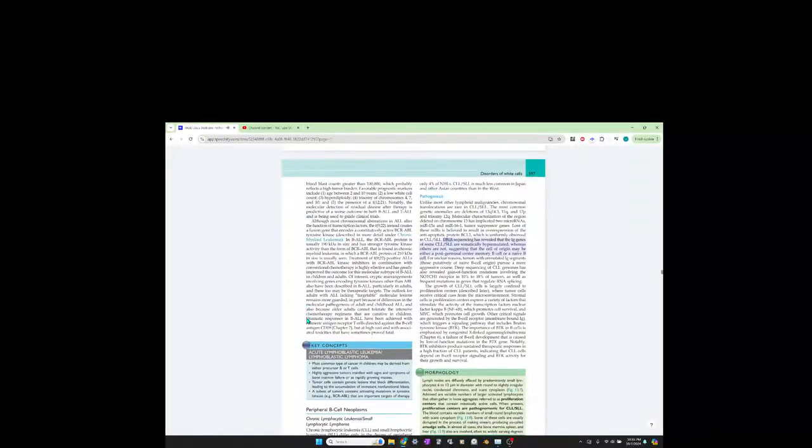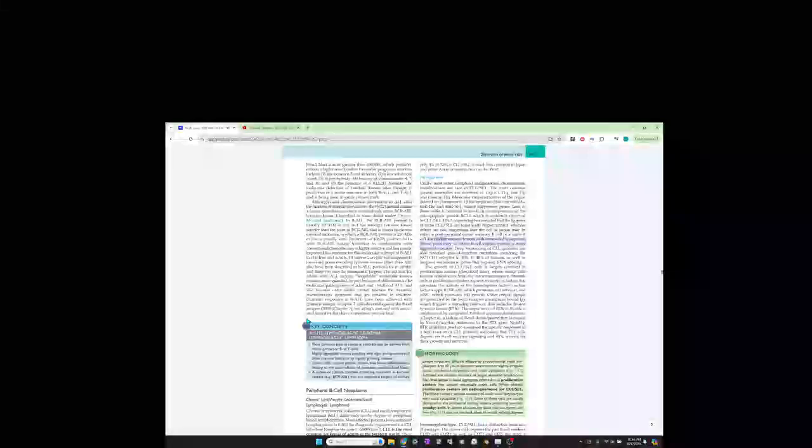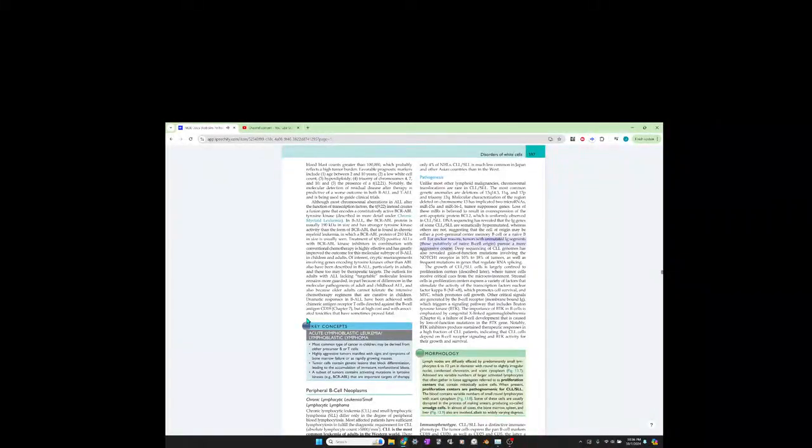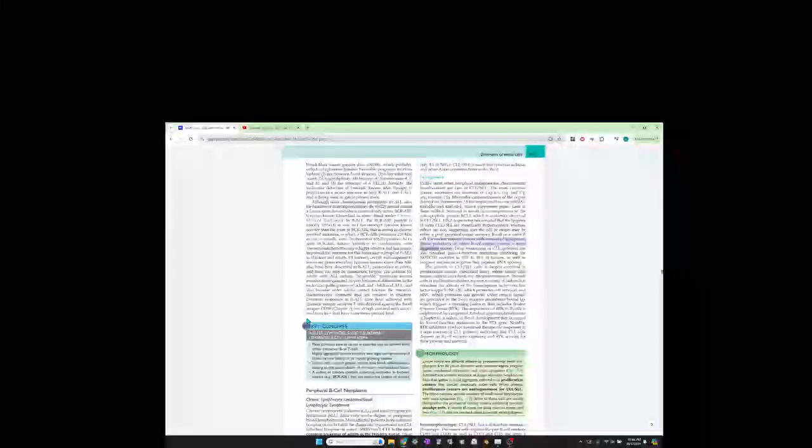CLL-SLL. DNA sequencing has revealed that the Ig genes of some CLL, SLL are somatically hypermutated, whereas others are not, suggesting that the cell of origin may be either a post-germinal center memory B cell or a naive B cell. For unclear reasons, tumors with unmutated Ig segments pursue a more aggressive course.